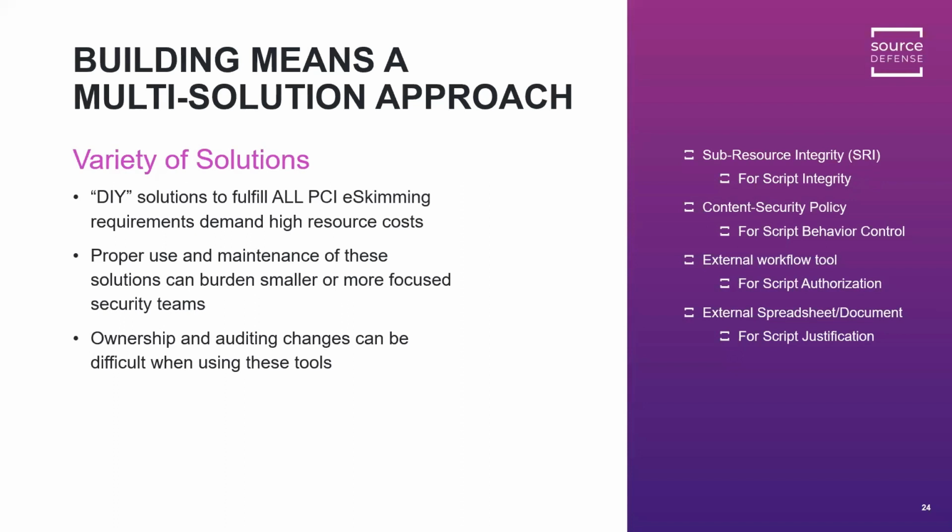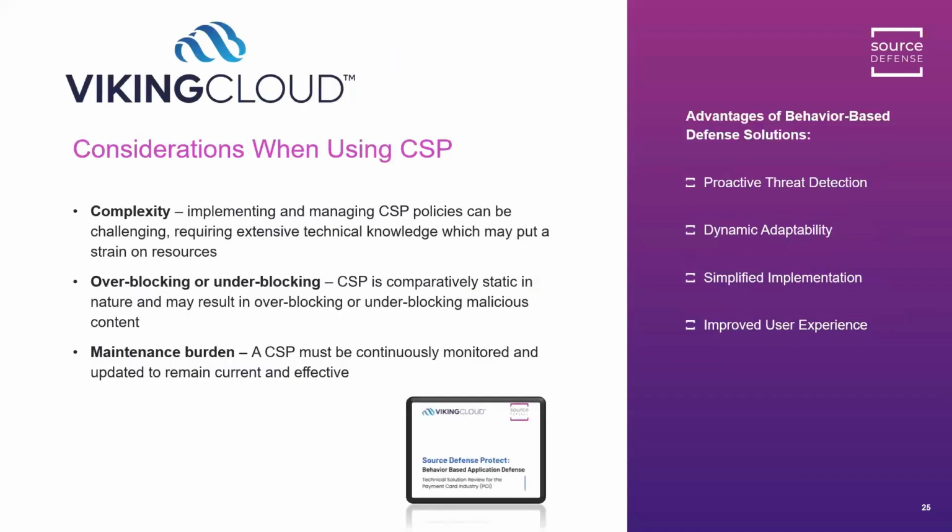But then when it gets to the actual protection side of the conversation, you really start to get into some sticky water. SRI is one thing that's called out, sub resource integrity, inside the 4.0 tool controls guidance, right? So is CSP. SRI is good for the integrity side of things. CSP has some very, very significant shortcomings as it relates to behavior control over the script on the site. And Viking Cloud calls out those considerations around CSP, primarily the complexity, the overblocking and underblocking, and the maintenance burden that comes along with it.